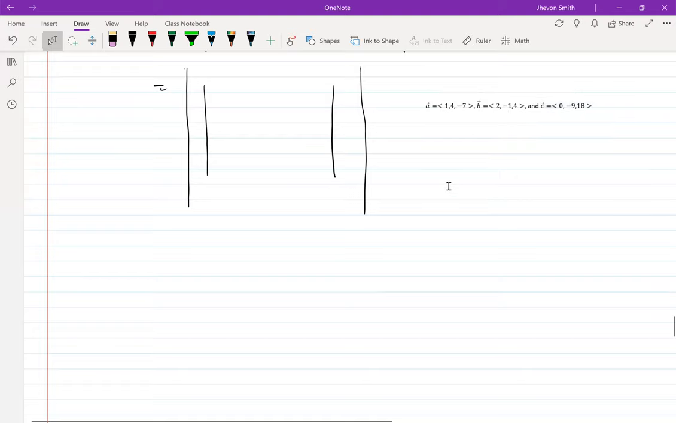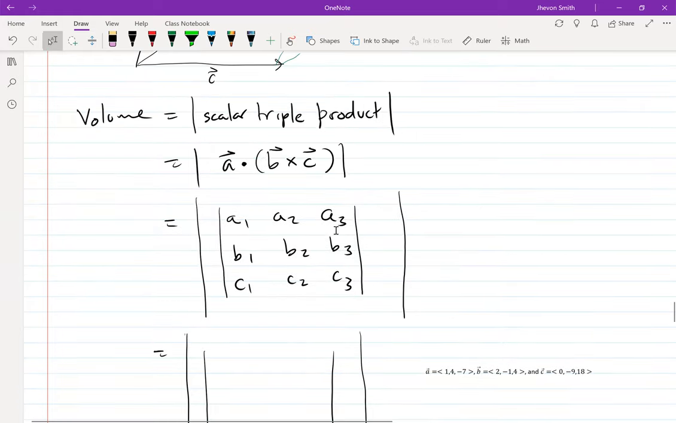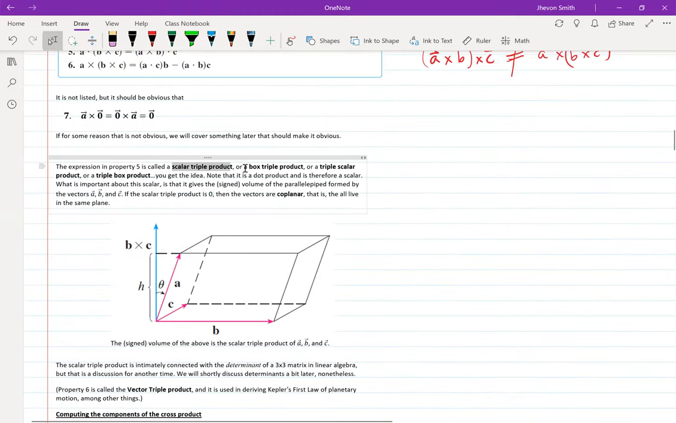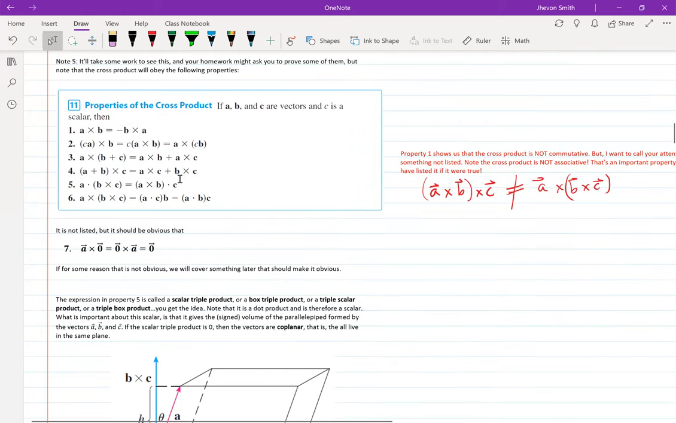Let's do that so I won't have to scroll up. Yes, this won't give you a vector. It's actually going to be a scalar. But this expression here is called the scalar triple product. That's the name for it. I mentioned it up here. Scalar triple product or the box triple product or the triple scalar product or the triple box product. They're all the same name. Scalar triple product is the one I hear most commonly. It refers to property 5 that we have here, A dot B cross C.